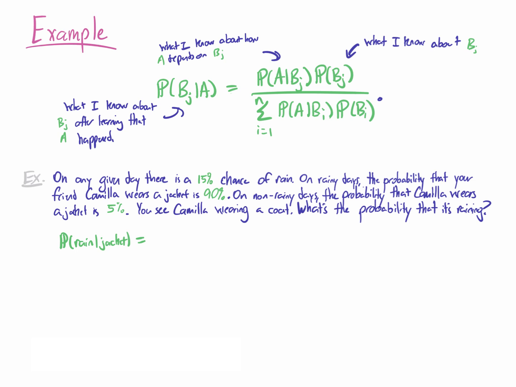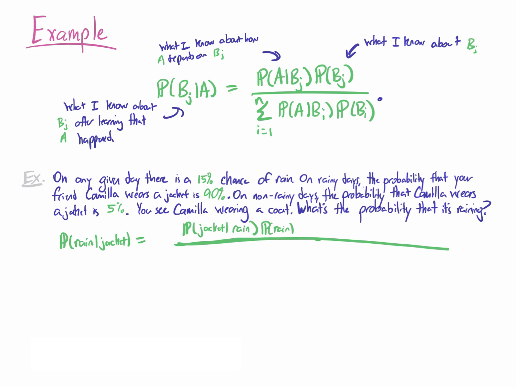So I'm going to need the following items. I'm going to need the probability that Camilla wears a jacket given that it's raining. I'm going to need the probability that it's raining. That's the numerator of Bayes' rule. I need to draw a longer fraction here. So what I start with is just this conditional, but in the opposite order. I wanted probability of rain given jacket. Now I go to probability of jacket given rain. And I know probability of jacket given rain. That's my 90% here, the probability that Camilla is wearing a jacket on a rainy day.